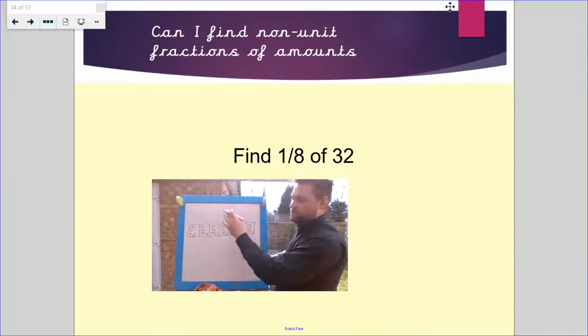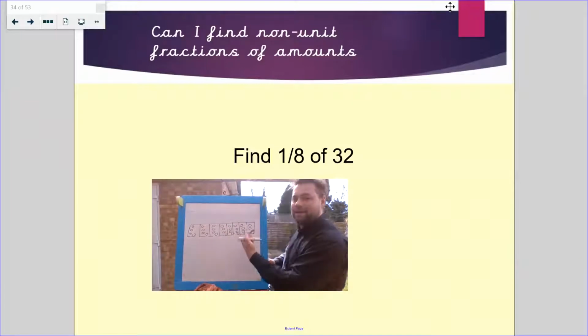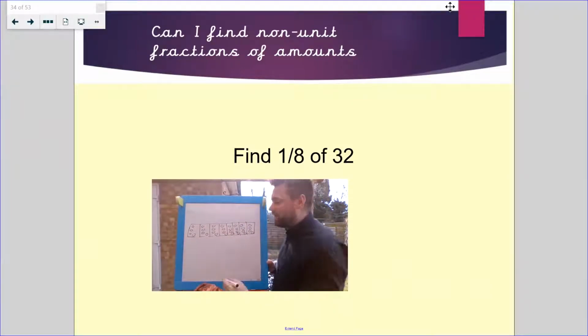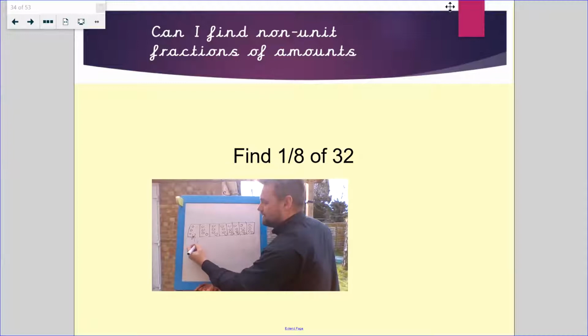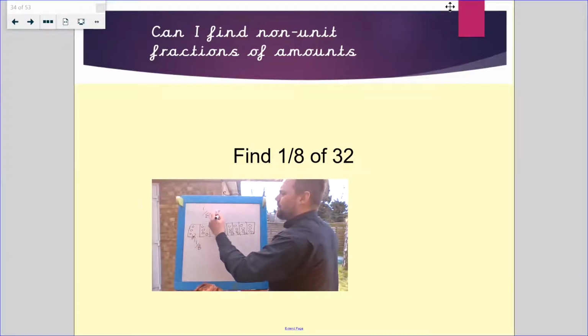This bar represents one whole. I've got 32, so my whole of 32 is in here. I've split this then into 8 equal parts because I'm finding 1/8. So here is an eighth of 32, and there are 4 in there. So 1/8 of 32 is equal to 4.